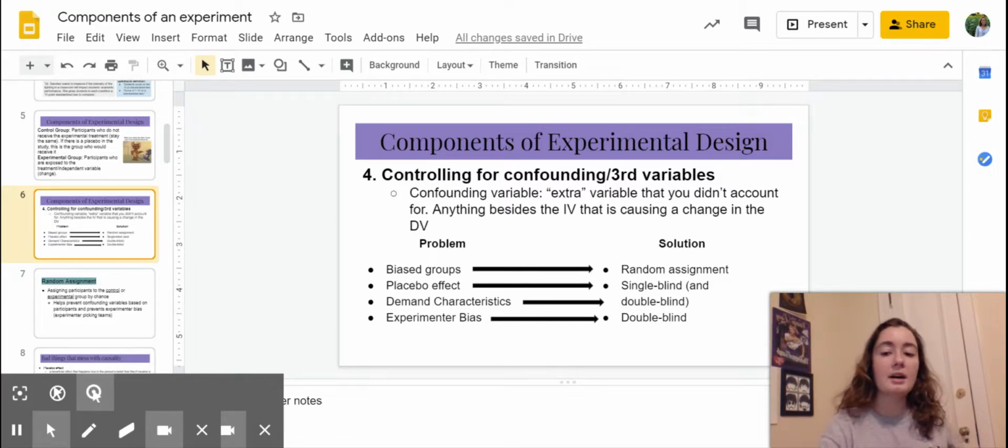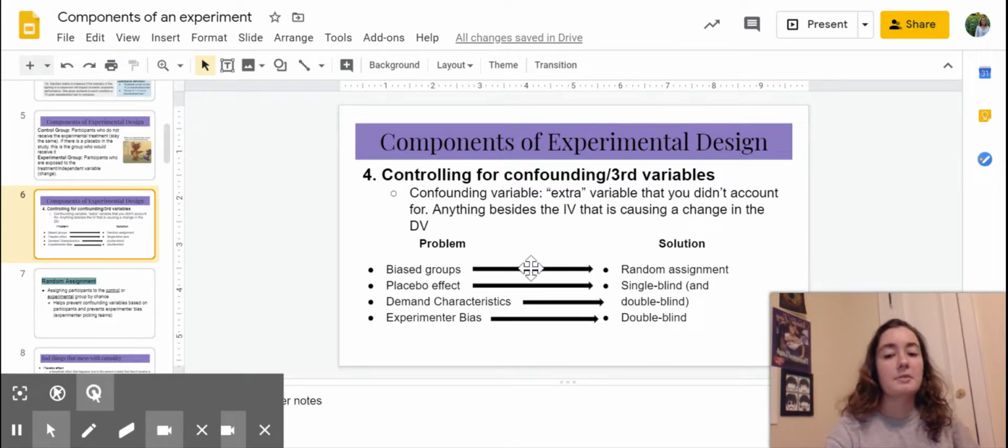So some problems of confounding variables would be something like biased groups. If people get to pick if they're in the experimental or control group, that's messed up. For example, if you're doing a drug trial and it's a life-saving drug, you might all want to be in that experimental group. Or if the researcher is picking teams, they might say, oh, well, I think these people would be really good in the experimental group, or they're my friends, right? That's bias. That's messed up. And you wouldn't be able to prove causation from that.